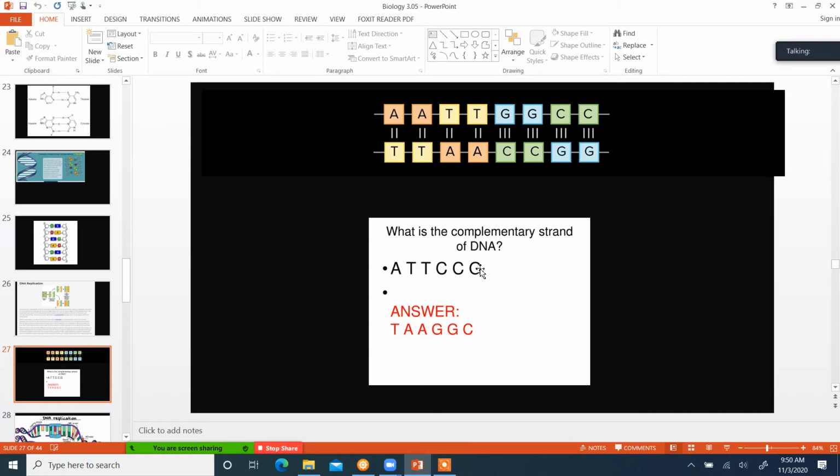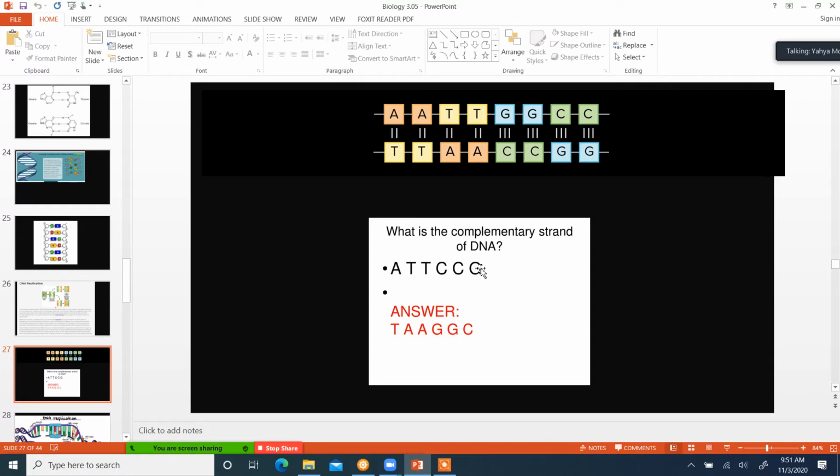Like with A, T goes with A and A goes with T, G goes with C. Yeah, so explain for this specific example, how we got this answer. So they gave us A, T, T, C, C, G. A pairs with T, so that's going to be the first. And T pairs with A, T pairs with A, C pairs with G, and G pairs with C.